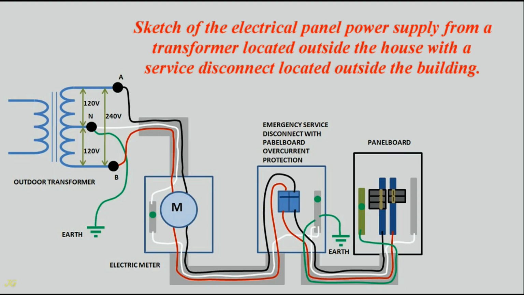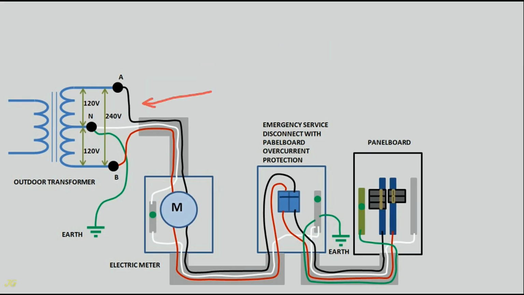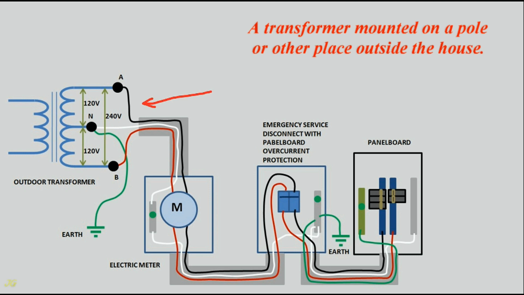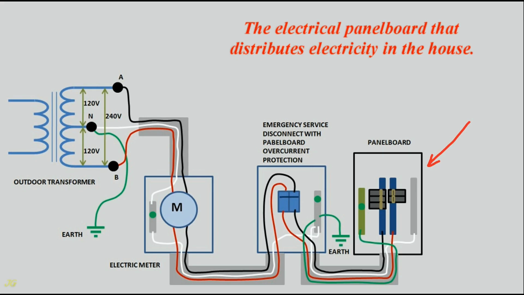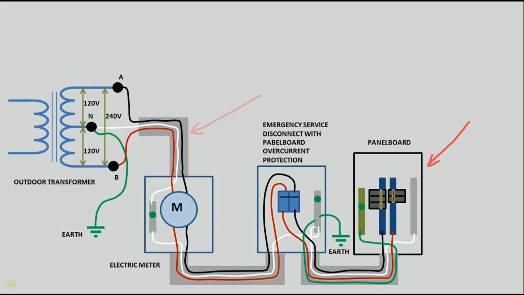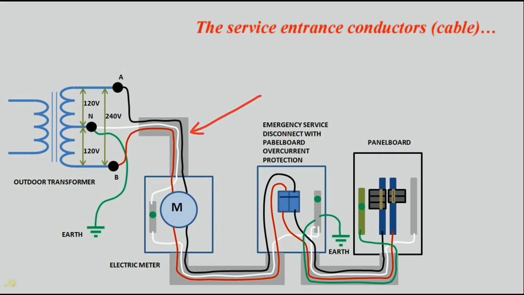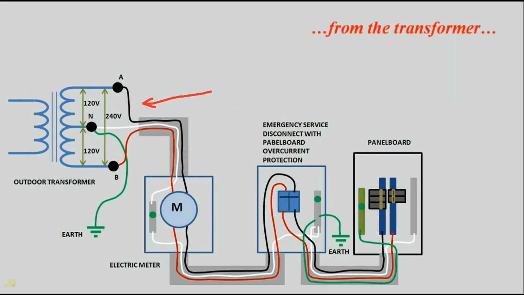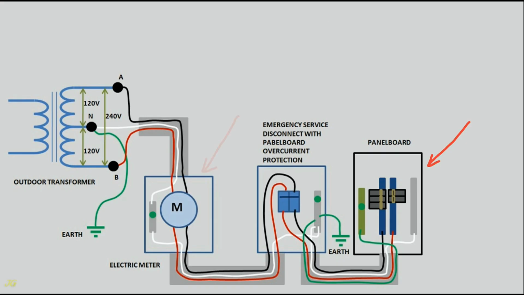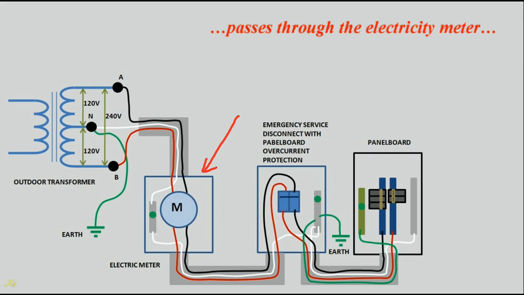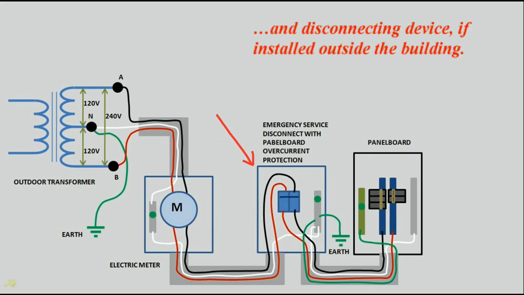Sketch of the electrical panel power supply from a transformer located outside the house with a service disconnect located outside the building. A transformer mounted on a pole or other place outside the house. The electrical panel board that distributes electricity in the house. The service entrance conductors, cable, from the transformer, supplying power to the electrical panel, passes through the electricity meter, and disconnecting device, if installed outside the building.